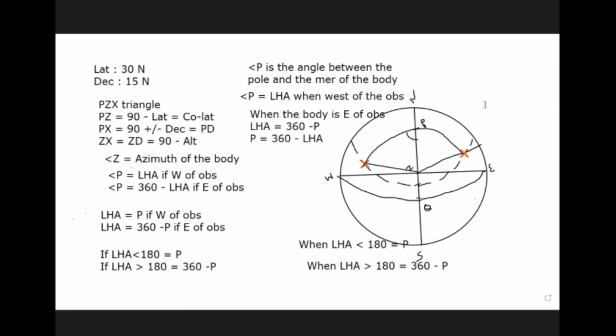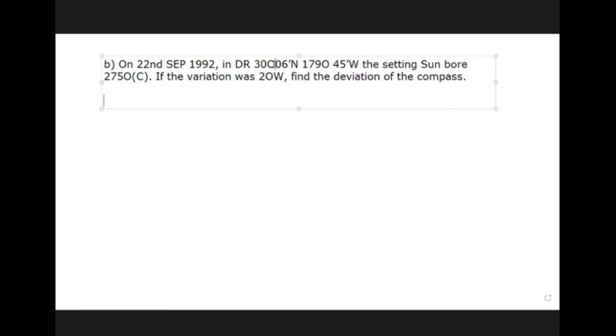Setting sun. Okay. So I've got the question here. I trust that you have the almanac with you. You can write down the question, so you don't have to search for it now. This is a direct MMD question. 22nd September 1992. This was the boat 275 compass. If variation was 2° west, find the deviation.